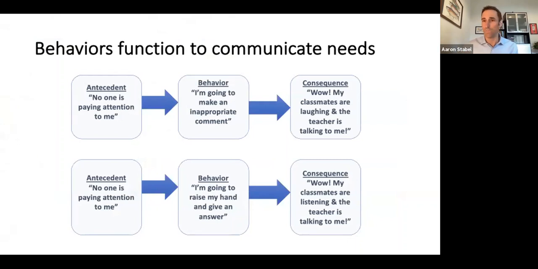Okay, so when we talk about function, for instance, we know that some students are finding themselves in a classroom where no one's paying attention to them, and they might start experimenting with inappropriate behaviors in order to get the attention of my classmates, who are now laughing at me, and my teacher is talking to me. And that's what we're talking about when we talk about function.